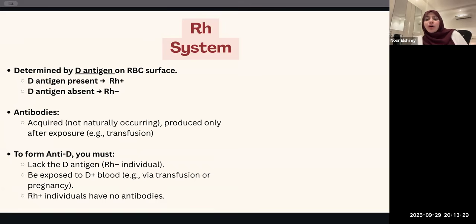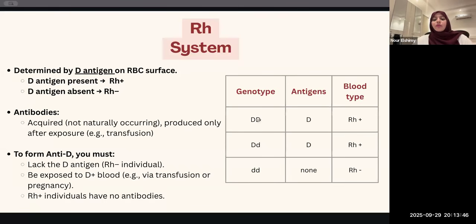Okay. What about Rh positive people? Do you think they secrete antibodies? No, because they have the D antigen. If they were going to secrete antibodies against the antigen, they'd be hurting their own selves, right? So Rh positive individuals have no antibodies. And here you go. If you have a D antigen or a D allele, basically it's dominant. So whenever you express the D allele, you're Rh positive. However, if you do not have the D dominant allele, then you're going to be Rh negative.